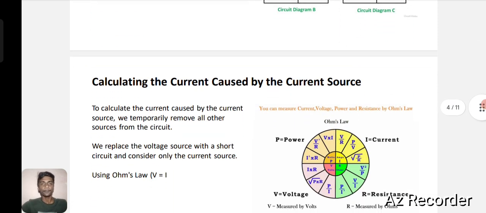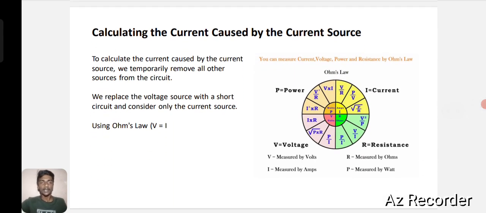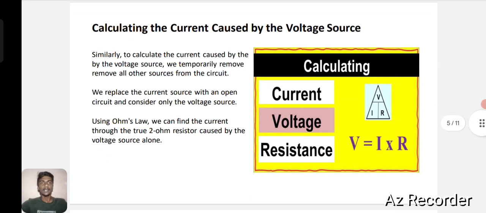Next slide is calculating the current caused by the current source. To calculate the current caused by the current source, we temporarily remove all other sources from the circuit. We replace the voltage source with a short circuit and consider only the current source, using Ohm's law V = IR. We see in the picture P is power, I is current, V is voltage, and R is resistance. We have used some formulas to find Ohm's law.